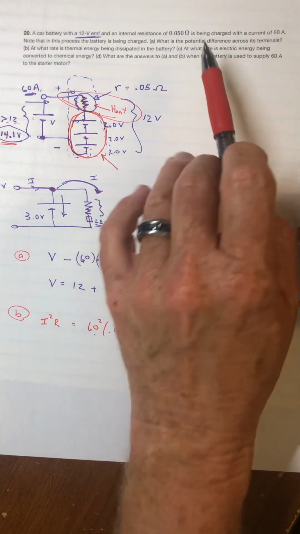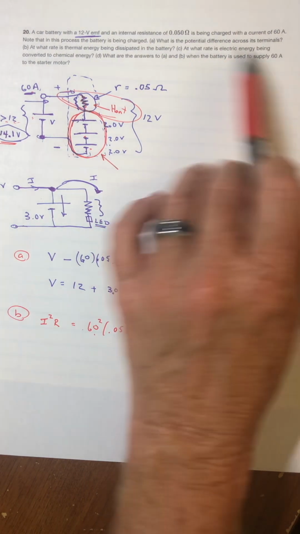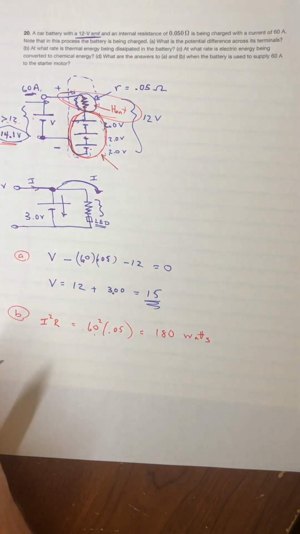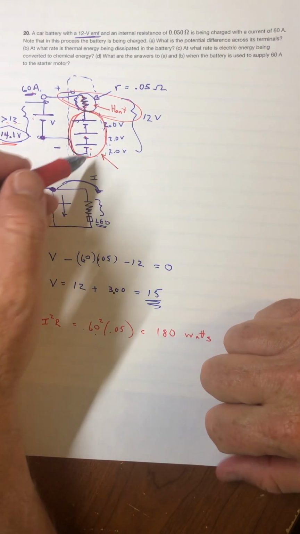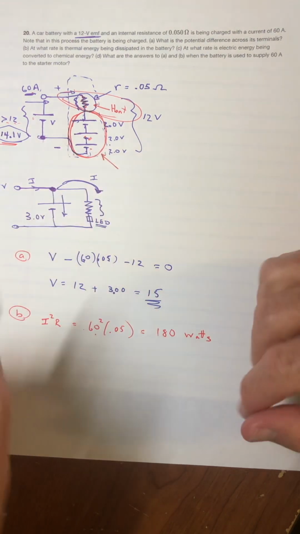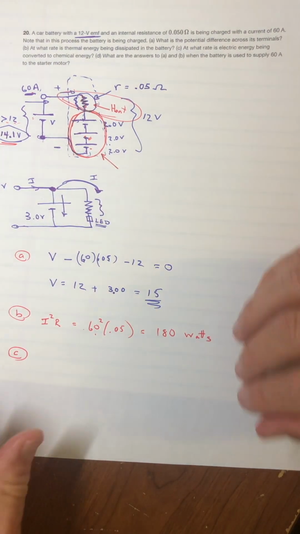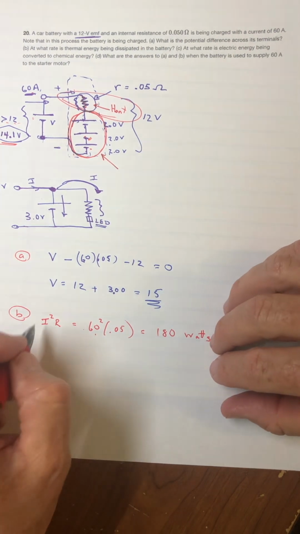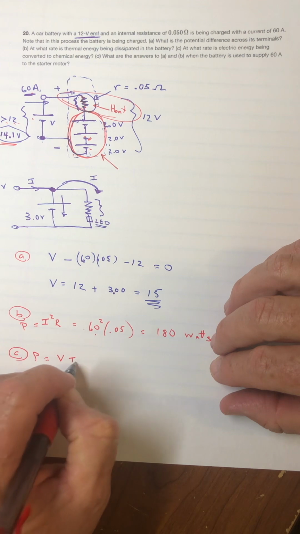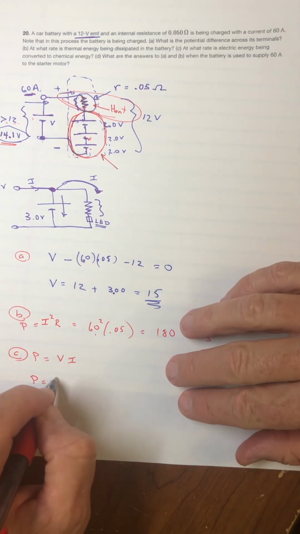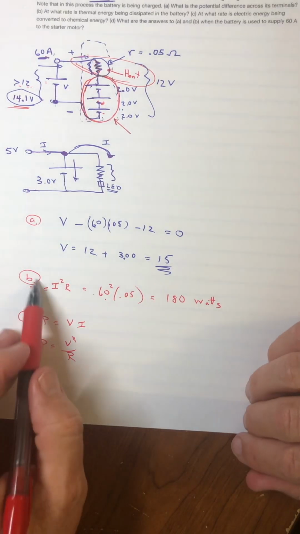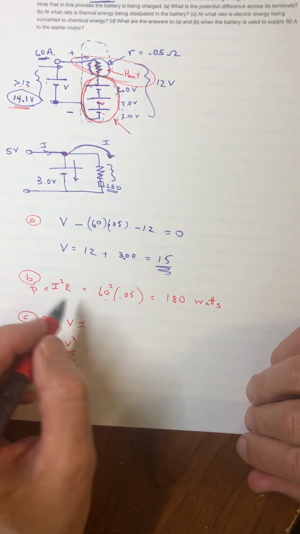And then C, at what rate is electrical energy being converted into chemical energy? That's why I had to go on that long-winded discussion at the beginning and say, okay, what's really going on here? This is the part they're talking about. They're talking about charging that up. So let's look at the other formula. This was one formula for power, but another one would be VI, and another one would be V squared over R. For B, it made more sense to do this one.